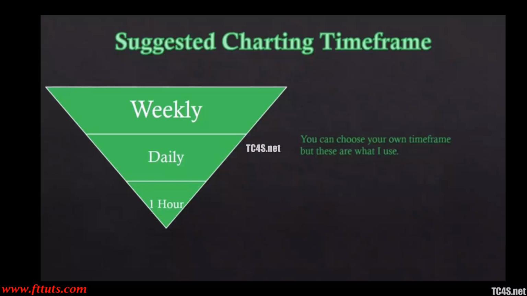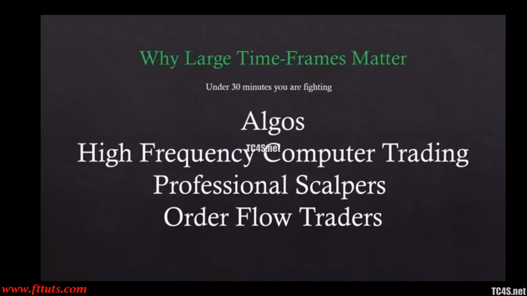So when we move down in time frame and get below 30 minutes, my view is you are fighting algos. You're fighting HFT, that high frequency computer trading. You're fighting professional scalpers that know how to read the market and include the order flow. These are the traders that are looking at the flow on each side of the bid and the ask, and they're scalping out profits from that. That's a different skill, but they're very quick. They're in and out in literally potentially seconds.